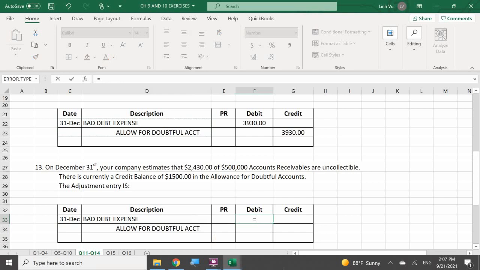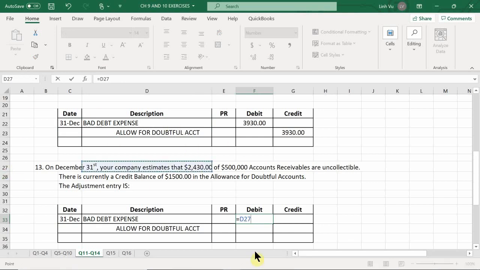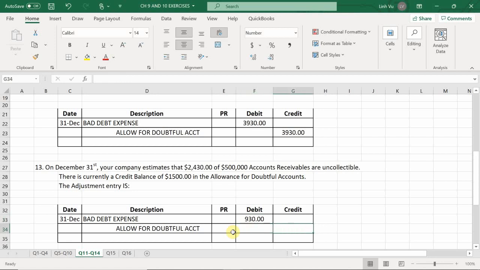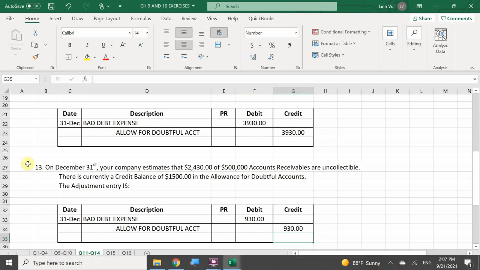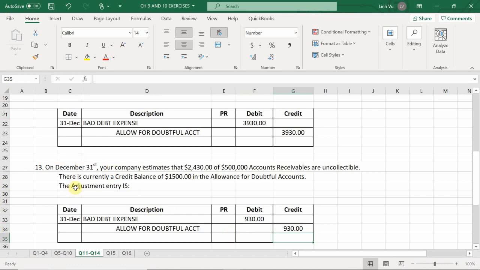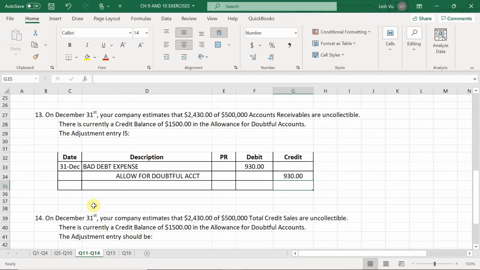If I'm already on the credit side in my allowance for doubtful accounts, and my end goal is to get to 2,430, I need to subtract this because I already have 1,500 in my allowance for doubtful accounts already. So therefore, I only need to debit a total of $930 towards my allowance for doubtful accounts to give me a grand total of $2,430 in my allowance for doubtful accounts account.